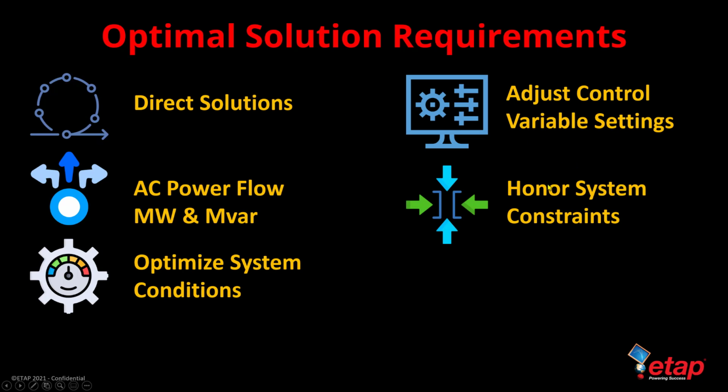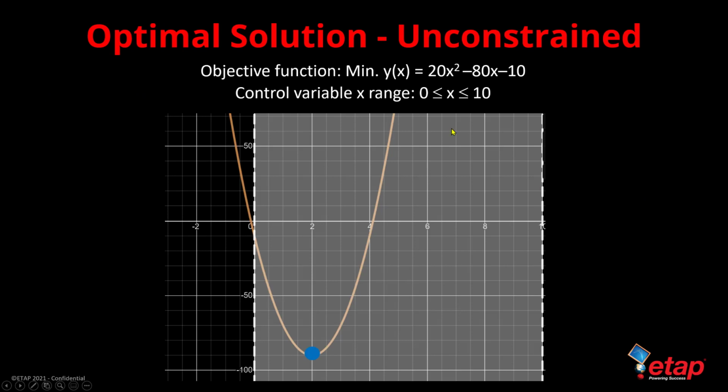If you look at an objective function such as y(x) = 20x² - 80x - 10 and graph it, you'll essentially see this beige or brownish color line, and if you apply the control variable range, that is the constraints, from 0 to 10, which is shown in gray, we can then essentially understand what happens to an optimal solution. The optimal solution essentially tries to find an optimized point on this objective function. We refer to this as an unconstrained optimal solution.